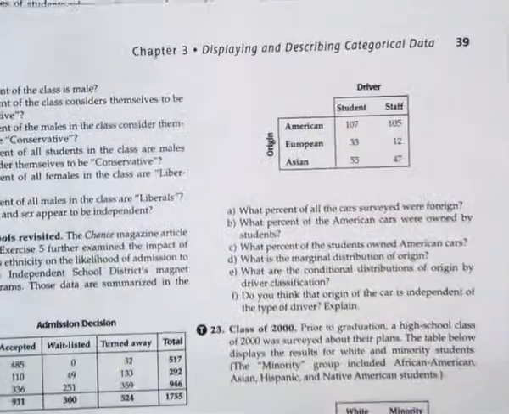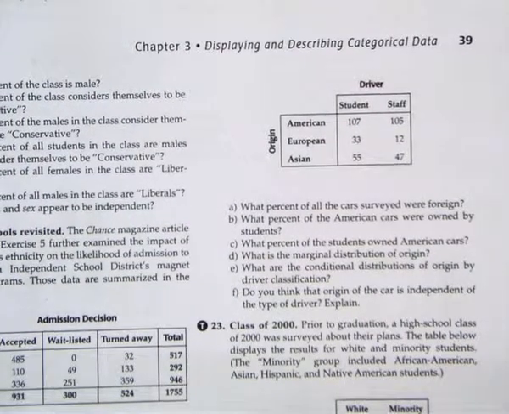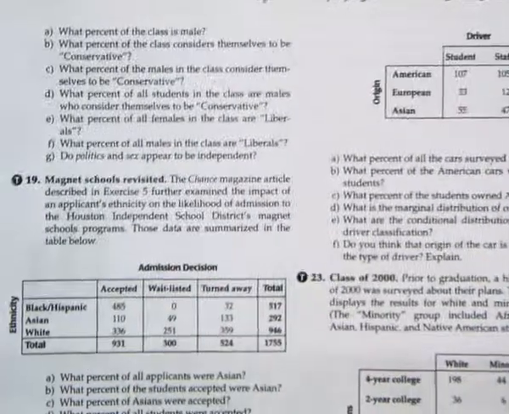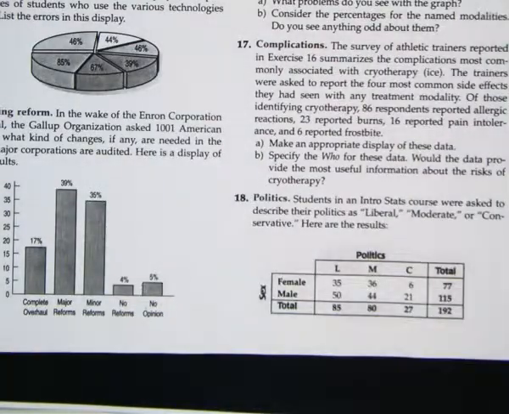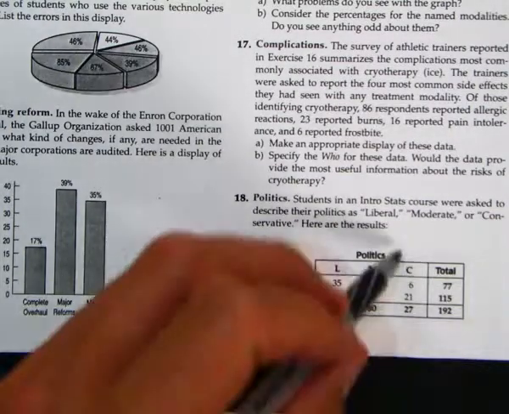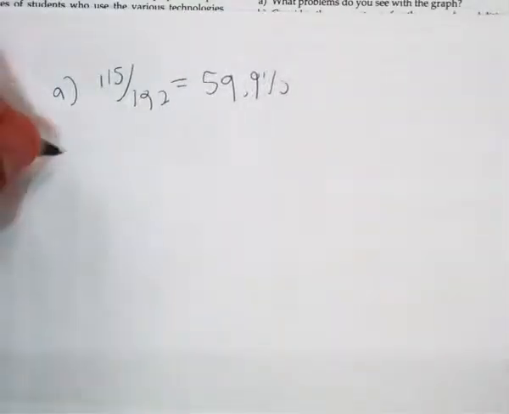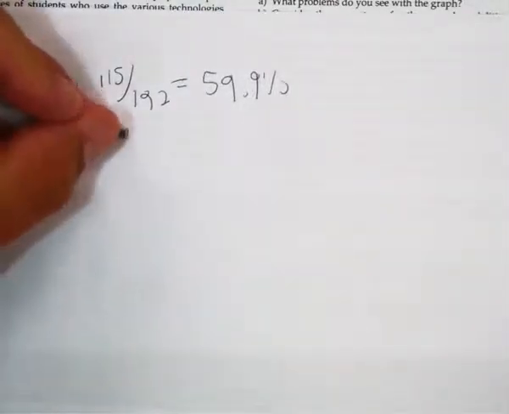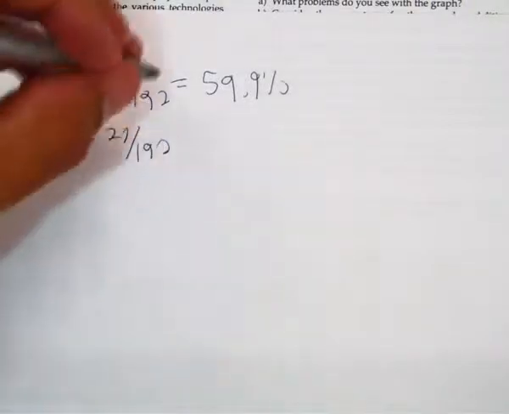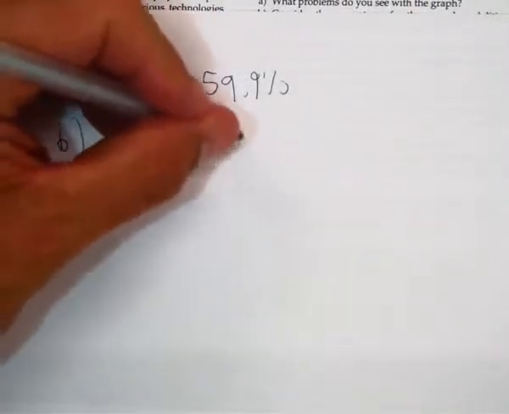Okay. Part B, it says what percent consider themselves to be conservative. So conservatives is right here. There's 27 of them out of 192. So B is 27 out of 192, and you get about 14.1%.